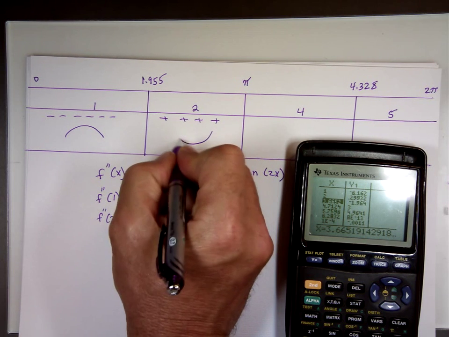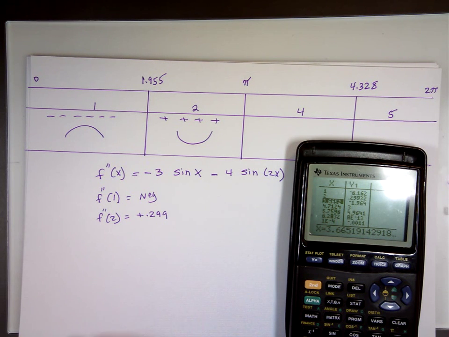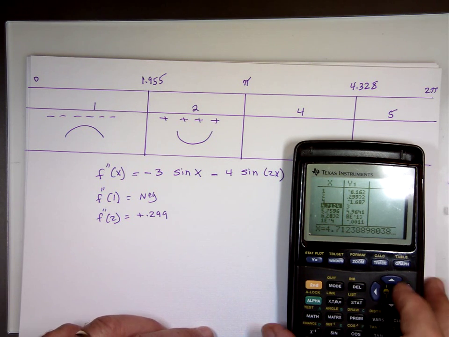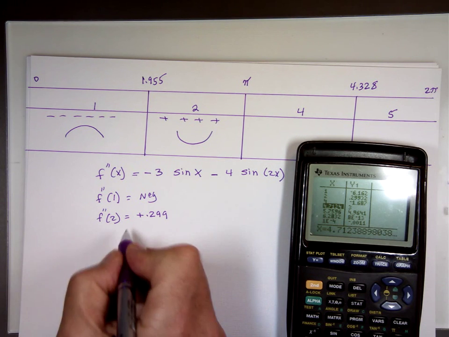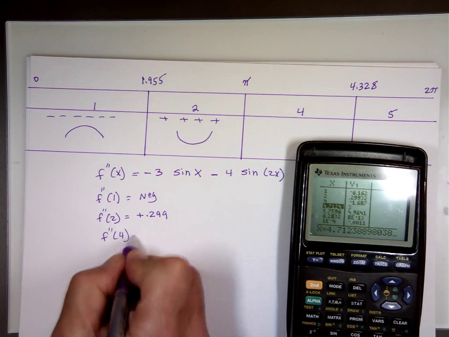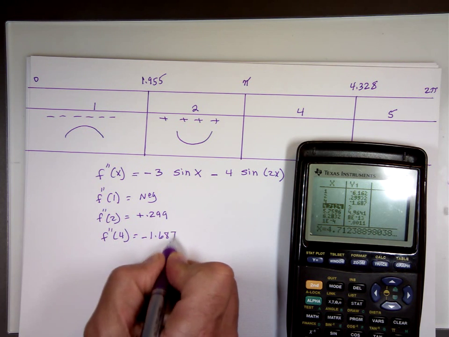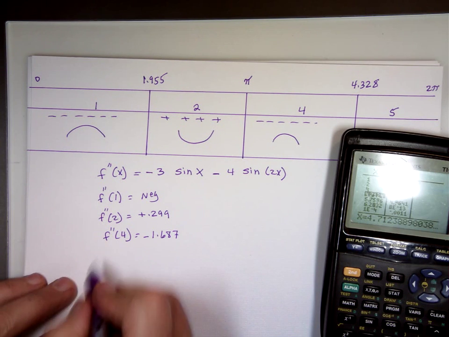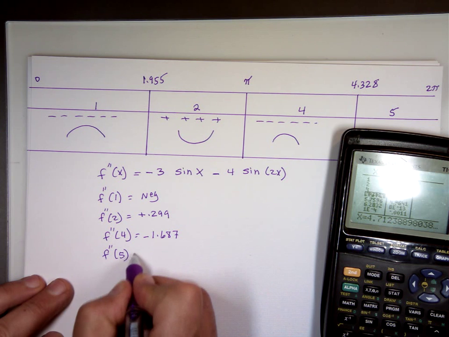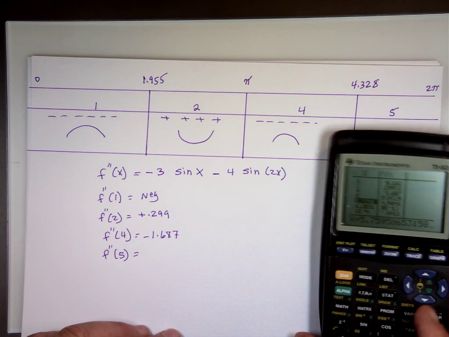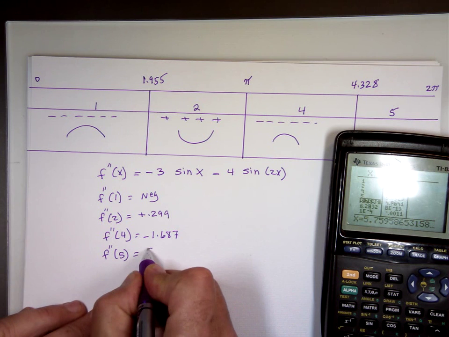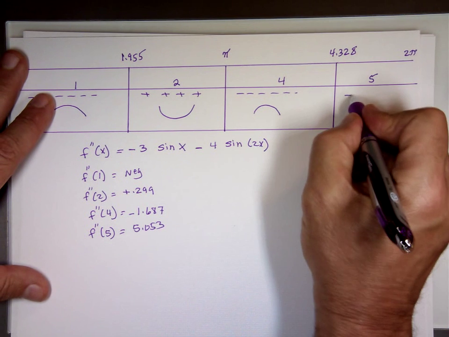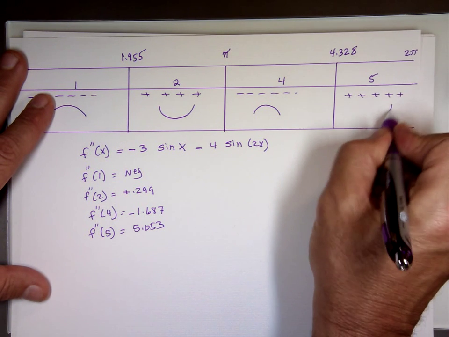Concave upward. What is the second derivative at 4? At 4, negative 1.687. That's a negative. Downward. And what's the second derivative at 5? At 5, it's 5.053. And that's a positive. Oops. That's concave upward.